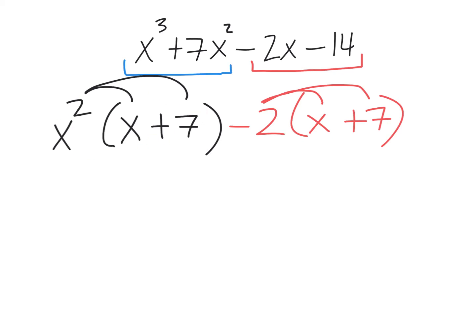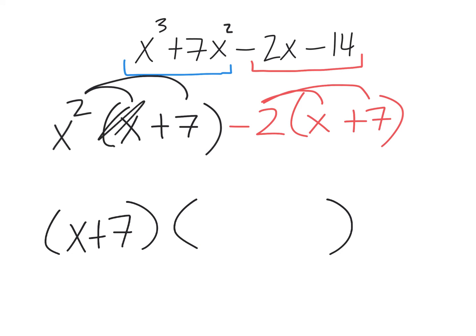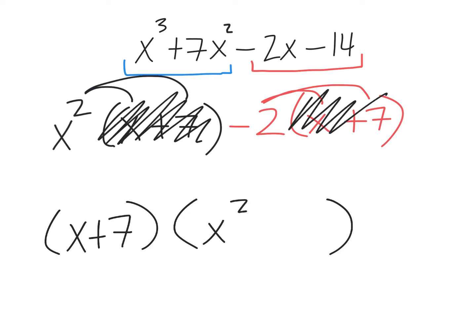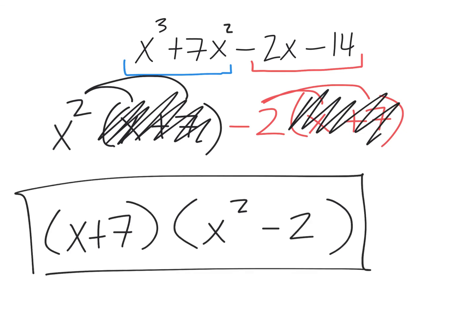But now do we notice how the blue group, group number 1, and group number 2 now share something in common? If you do this correctly, it'll always be what's in parentheses that they both share. So I'm going to extract that first as my first factor. x plus 7 becomes my first factor. The second factor is what's left over. If I pull it out of the first group, I'm left with an x squared. If I pull it out of the second group, I'm left with a minus 2. And these are the factors of my cubic function.